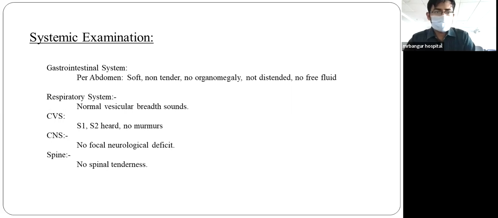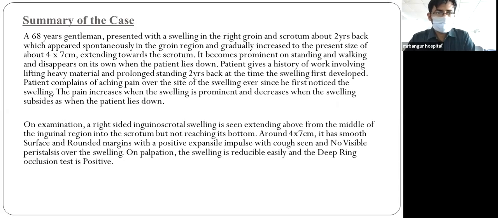Systemic examination was essentially within normal limits. Gastrointestinal system, per abdomen was soft, non-tender. There was no organomegaly and no free fluid. Respiratory system, normal vesicular breath sounds were heard. CVS, S1, S2 were heard. CNS, there were no focal neurological deficits.